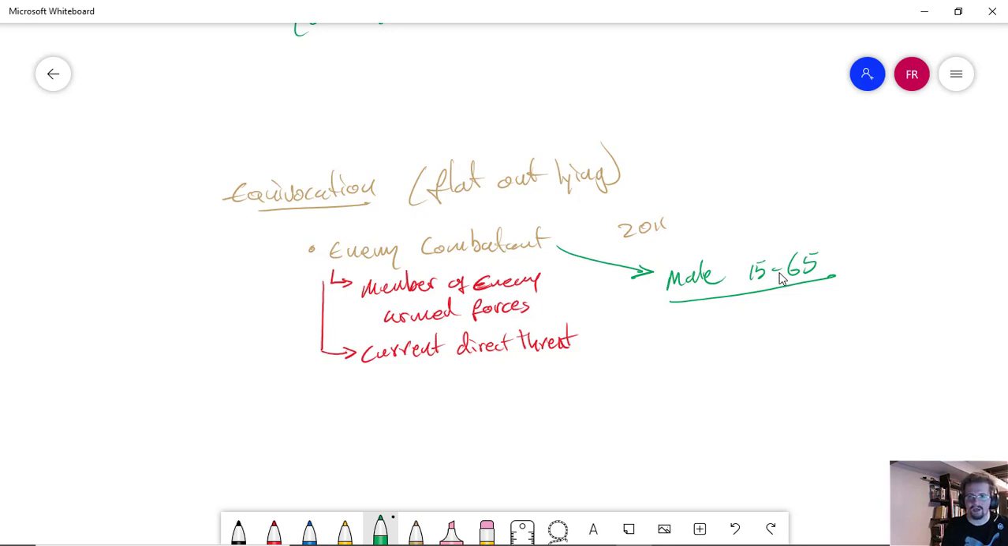So if there was a bunch of 15-year-olds playing soccer and we accidentally hit them with a Hellfire missile, we did not kill any civilians. We killed enemy combatants, because that is now the new definition. So when you change the definition of an enemy combatant, you also change inherently the definition of a civilian.